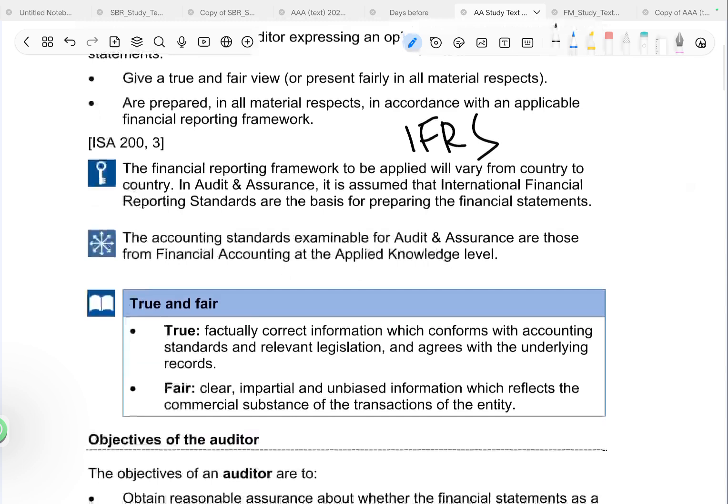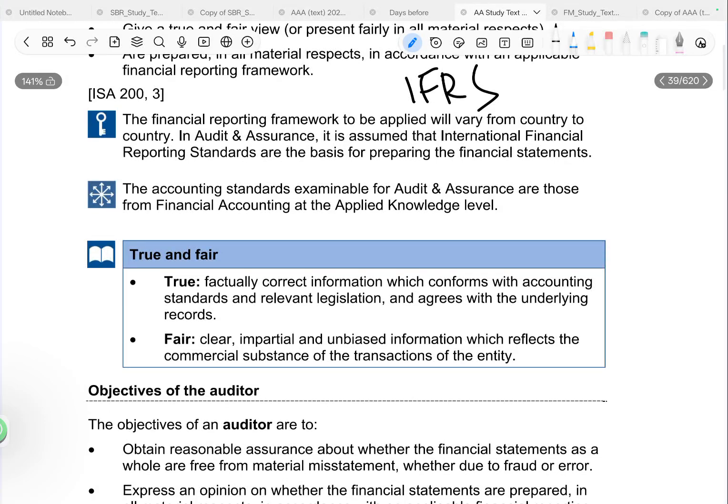This means it follows accounting standards, complies with relevant laws, matches the underlying accounting records. In other words, the numbers are accurate and properly recorded. Now, let's look at fair. Fair means the information is clear, impartial, and unbiased, and it reflects the commercial substance of transactions, not just their legal form. So when auditors say financial statements give a true and fair view, they mean that the information is both accurate and presented honestly.